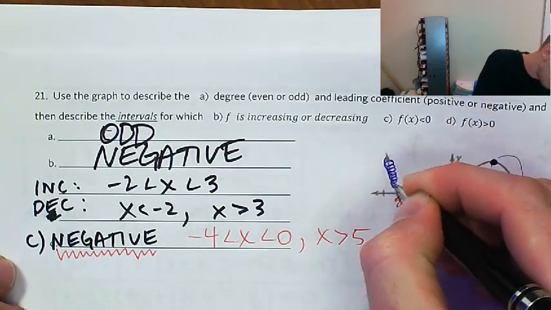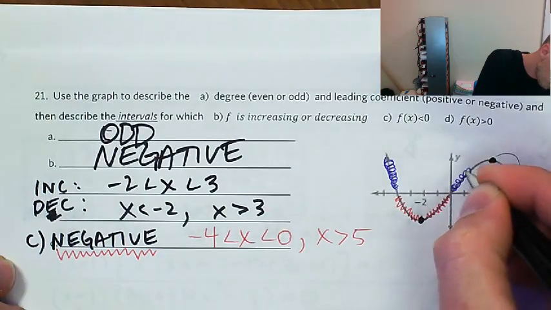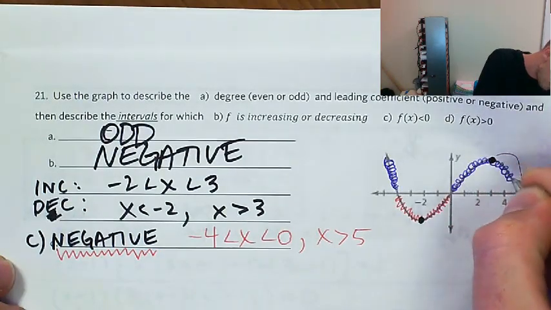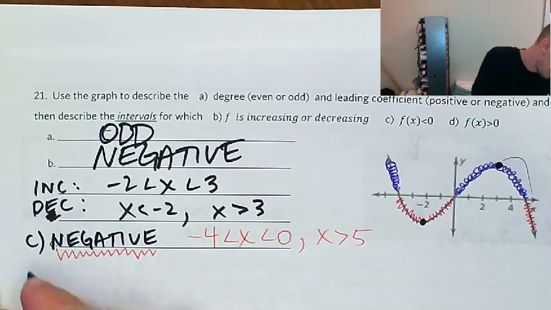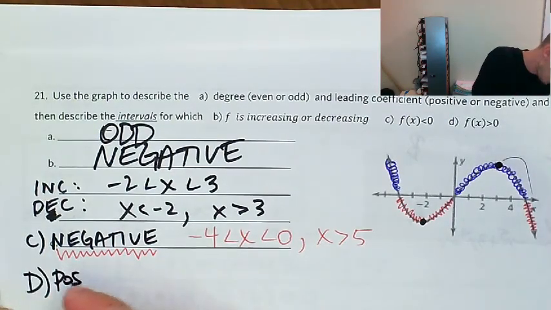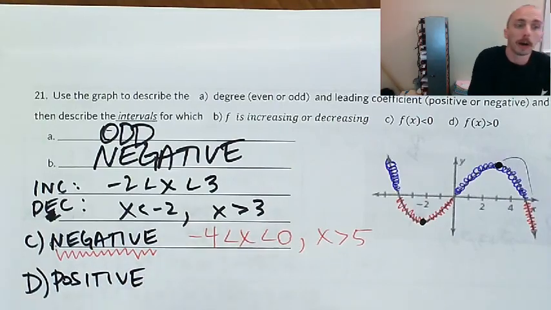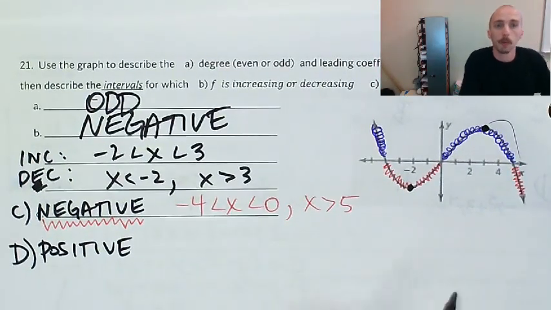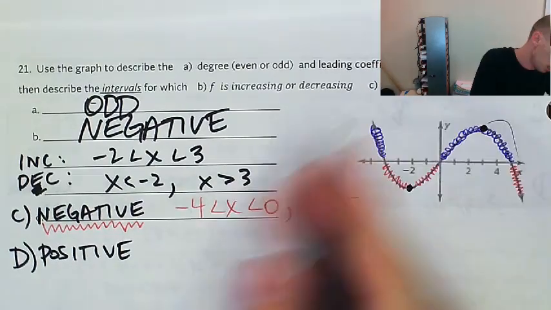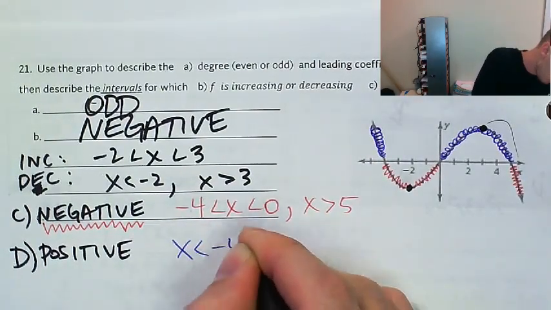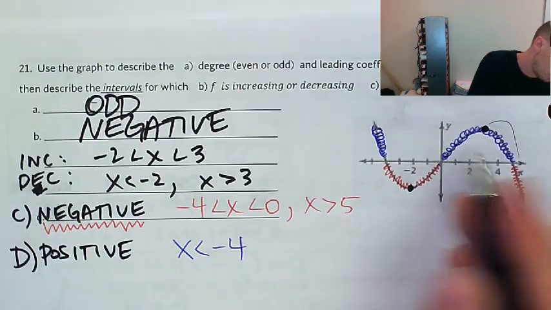So I might put this in here. All right, so F is positive when x is less than -4, over here. Also when x is between 0 and 5.